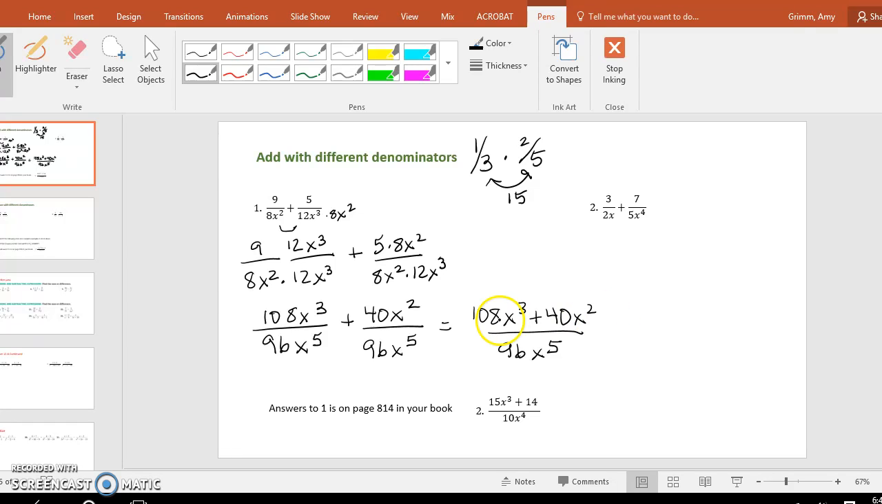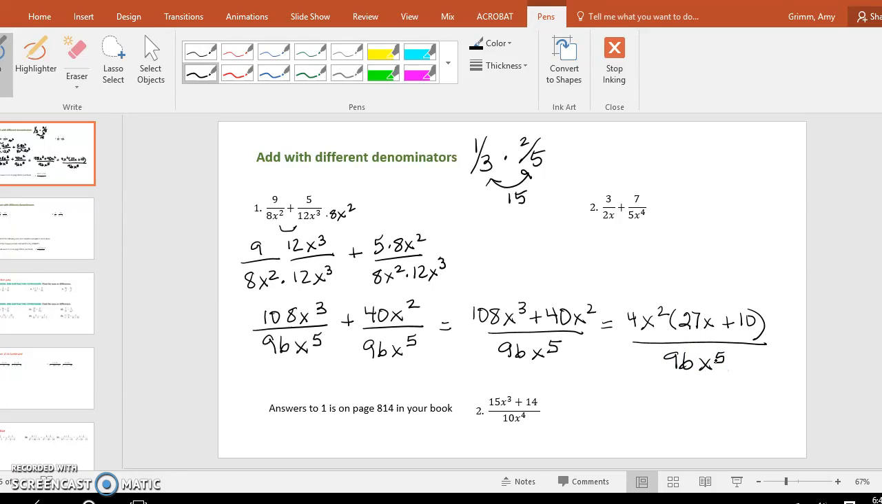And now I can go ahead and break down this numerator and factor it a little bit. So I know I can take out an x squared, and then the highest number I can take out of 108 and 40, I think, is 4. So if I pull out a 4, and then 108 divided by 4 is 27. This would be 27x plus 10, all over 96x to the fifth.